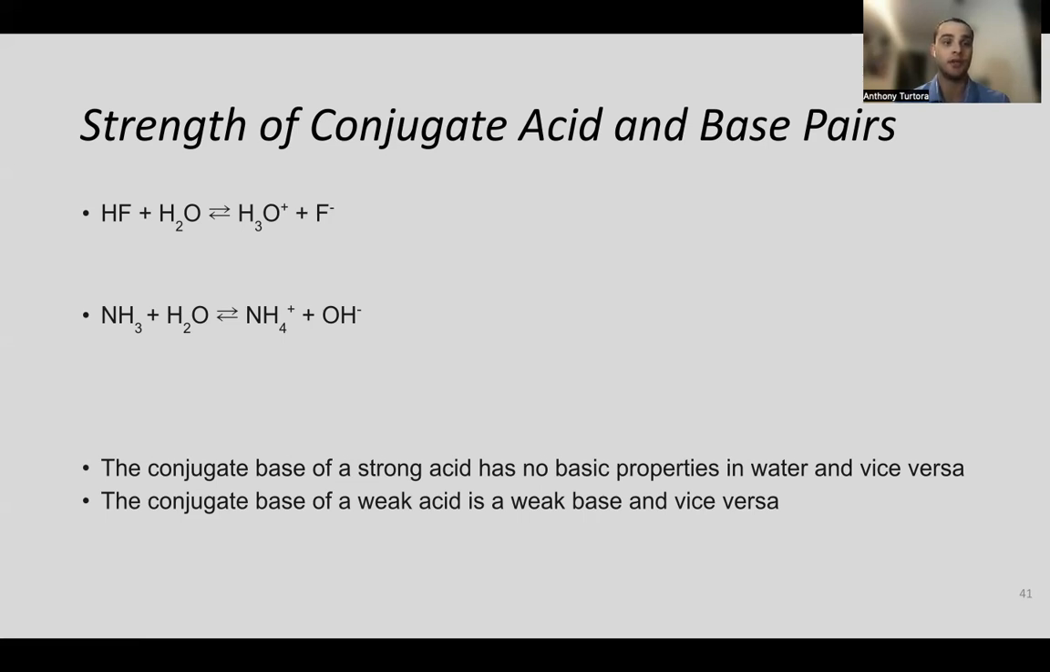For NH3, this is a weak base. So our conjugate acid, which is NH4 plus, the ammonium ion, will also be weak. And then just to sum that all together, our conjugate base of a strong acid will have no basic properties in water. So therefore, our conjugate acid of a strong base will have no acidic properties in water. And then our conjugate base of a weak acid is a weak base, and vice versa.